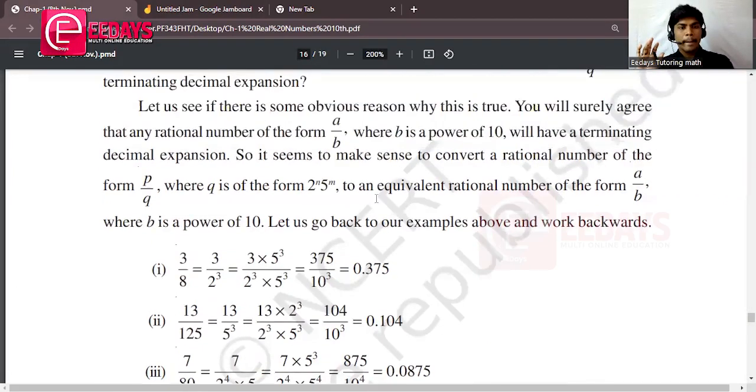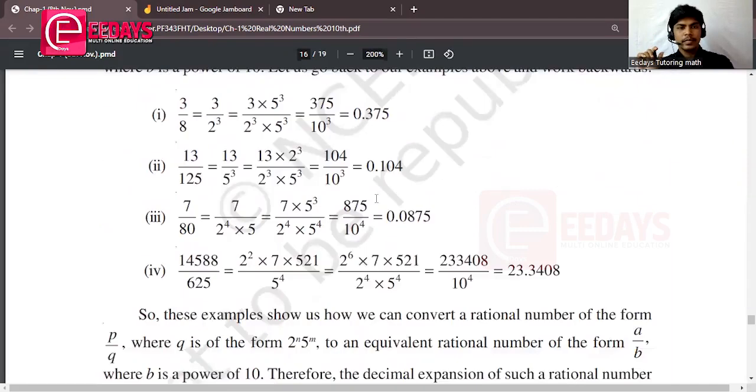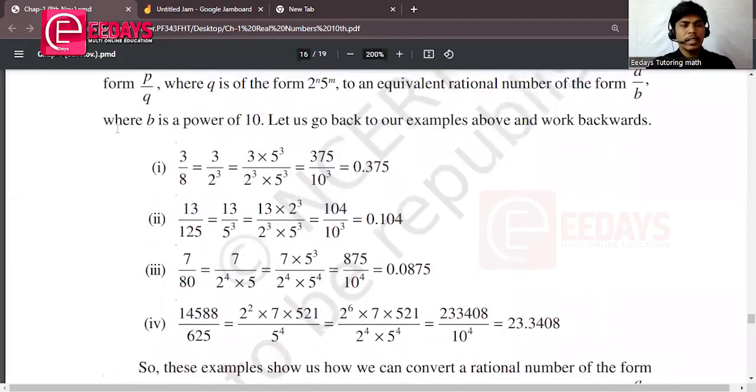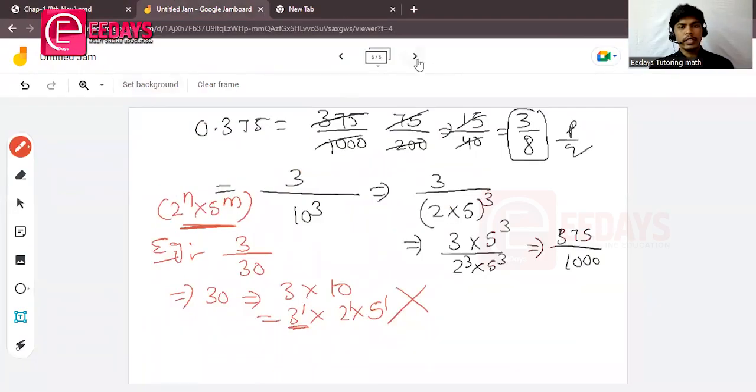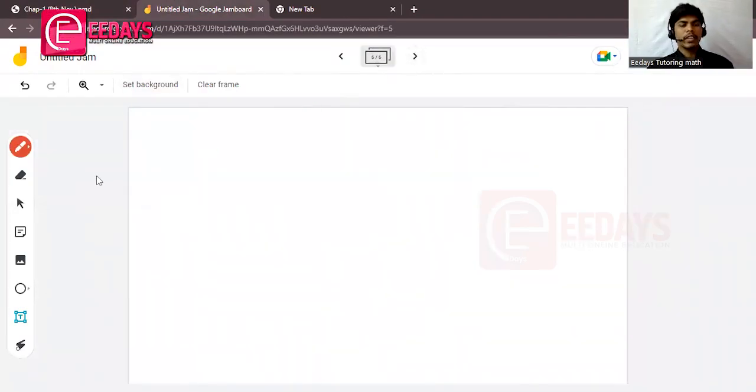All right, let's look at the example here: 3 by 8. The denominator 8, written in prime factorization, gives you 2 cube. So how do we convert 3 by 8 into a bigger number? 3 by 8 is a small fraction, so you have to convert it into a big number, that is 375 by 1000. How can you convert that?